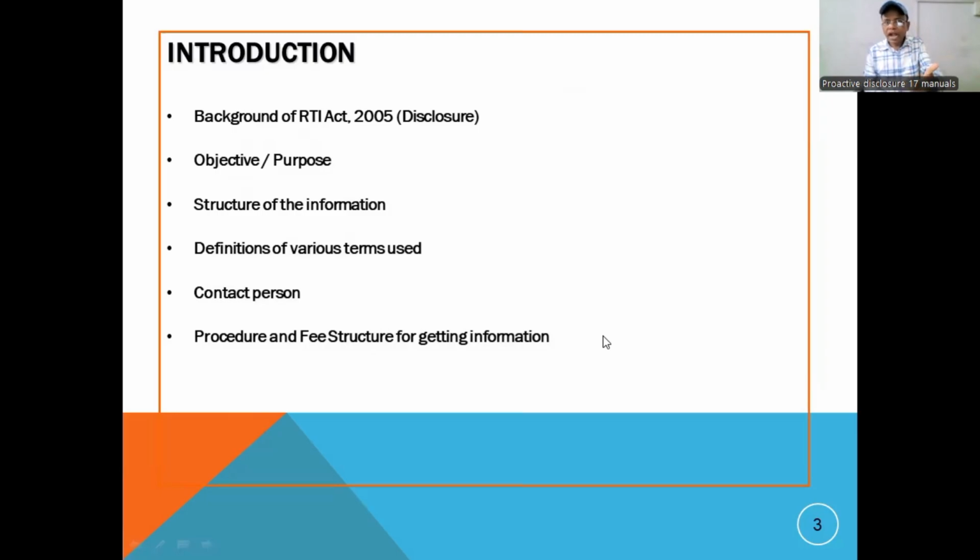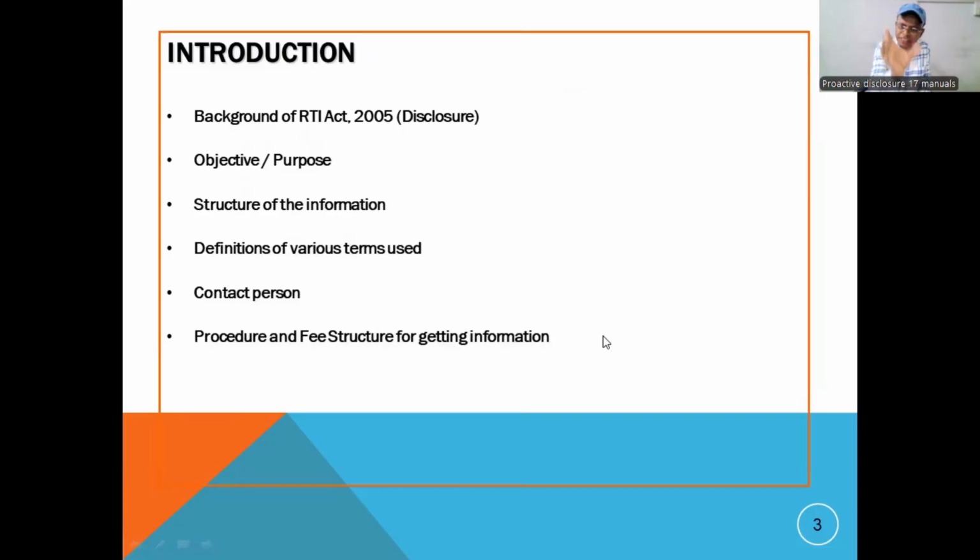And the third point is the structure of the information. What is the structure of the information? That should be very clearly written. It is the predefined format by the government of Odisha. In manual number 1, what should be reflected? Manual number 8, what should be reflected? In the introduction chapter, what should be reflected?